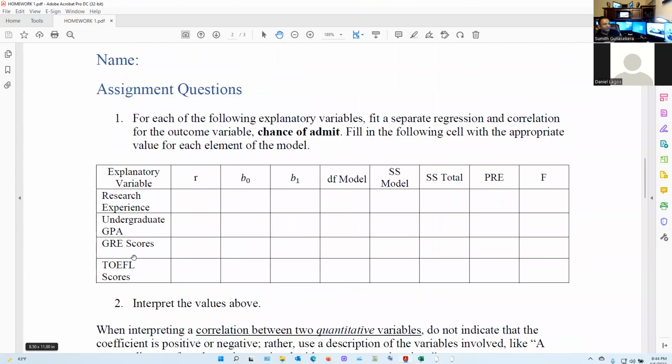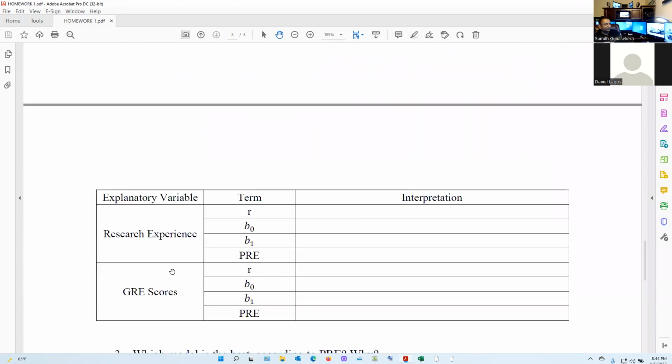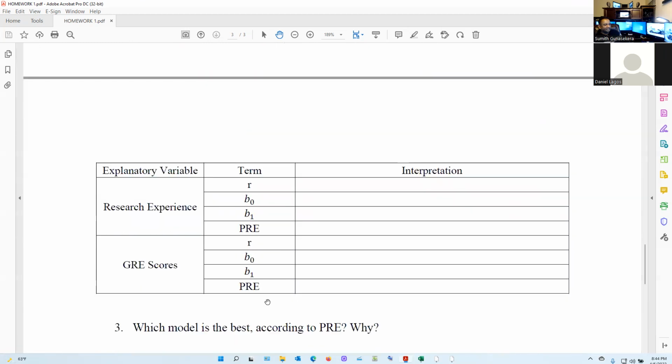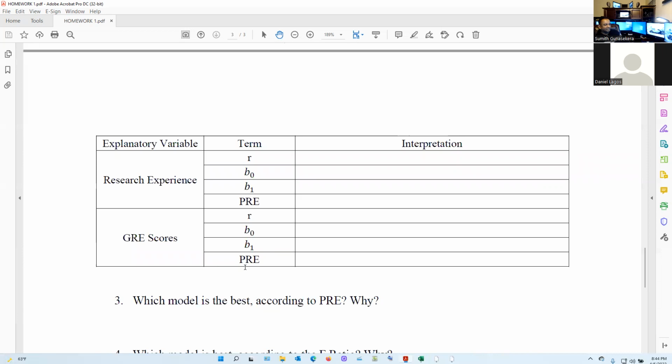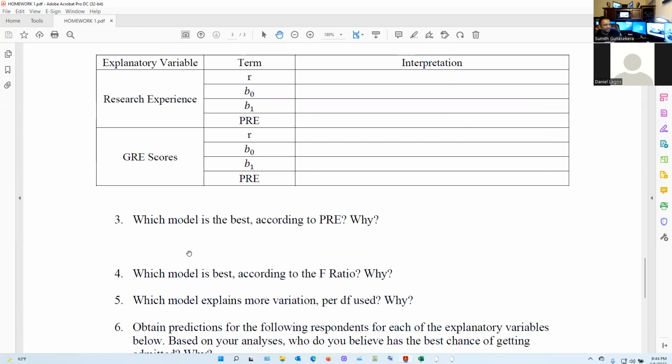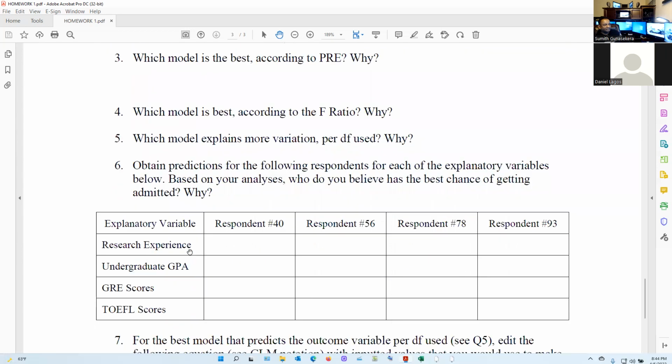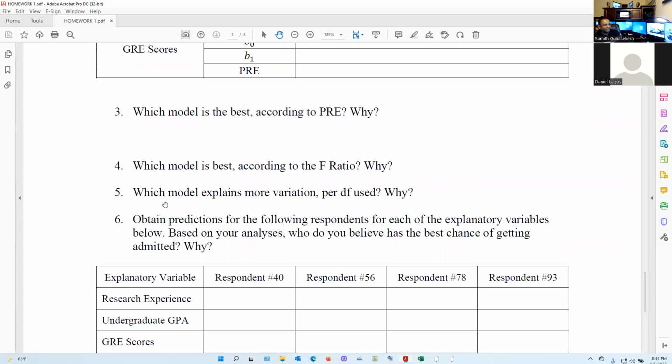It depends on which 2 explanatory variables they have selected. You don't have to do this for all of them. Of the 2 selected, one is categorical and the other one is quantitative. And in addition to that, PRE should be explained. PRE is nothing but the proportional reduction in error, how much error is reduced due to that particular model. Then which model is the best according to PRE, and which model is the best according to the F ratio, which explains more variation per degree of freedom.